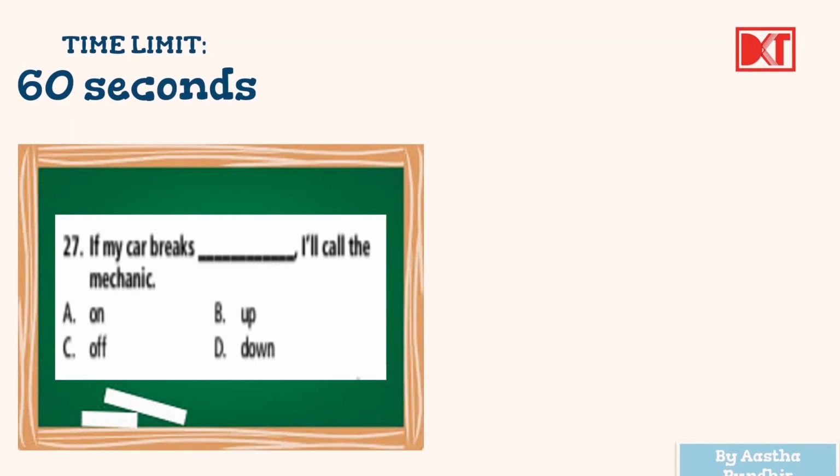Here we have: if my car breaks dash, I'll call the mechanic. My car breaks on, breaks up, breaks off, or breaks down. Now a car is a machine, so for that we can use break down. My car breaks down. For prepositions you have to be aware of certain phrasal verbs as well. So: if my car breaks down, I'll call the mechanic.